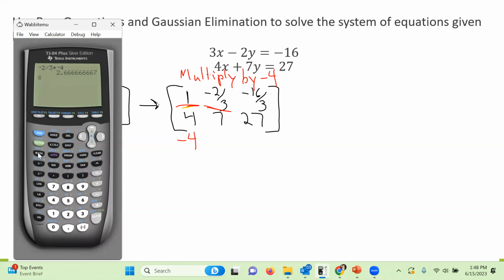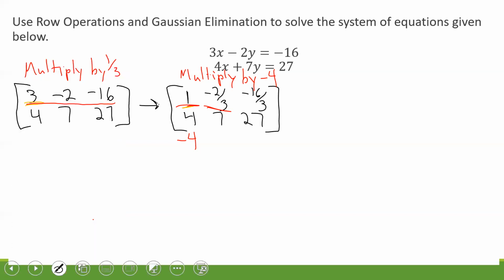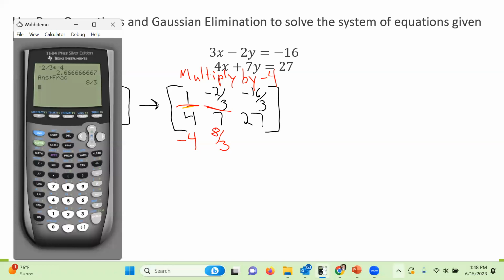If you're using the TI, I can then hit the math. That first button there will make it into a fraction. And so we get that it is 8/3. So for that second entry, that's going to become 8/3. And then we'll do the same thing with the -16/3.